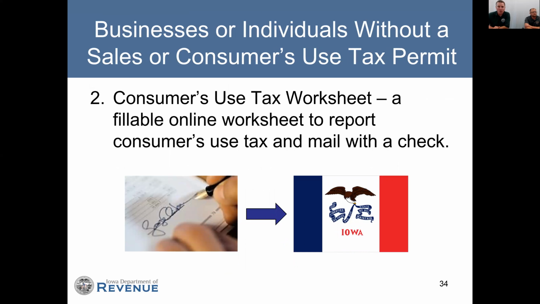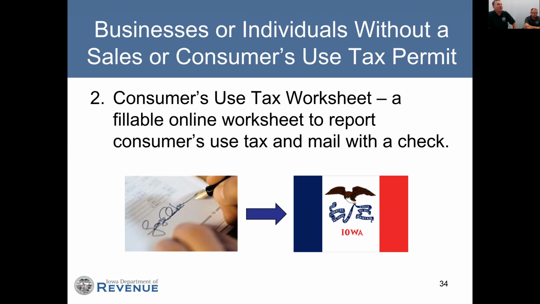We also have a paper worksheet as well. On our website, you can get in there under forms and you can find the paper form to do that. It is a fillable form. You can print it off, put a check with it, and mail it to us. So this is another way that you can take care of the consumer's use tax liability. So we've got a way to help you out. If you owe your consumer's use tax, we'll help you get it paid. We've got several different methods to do so.